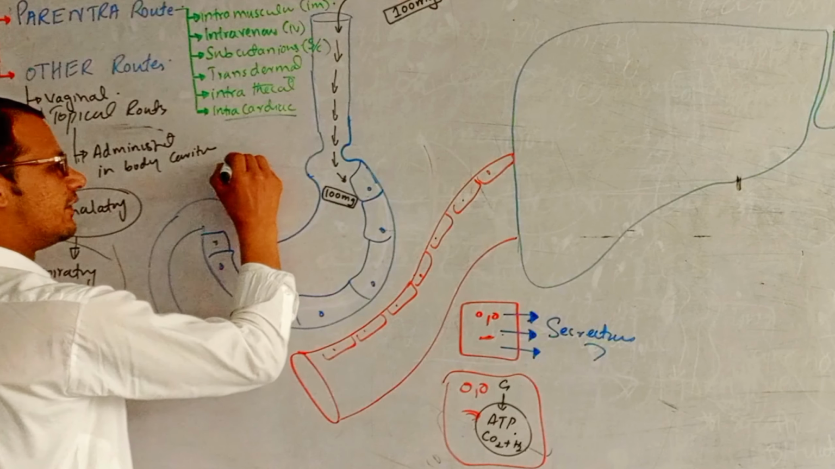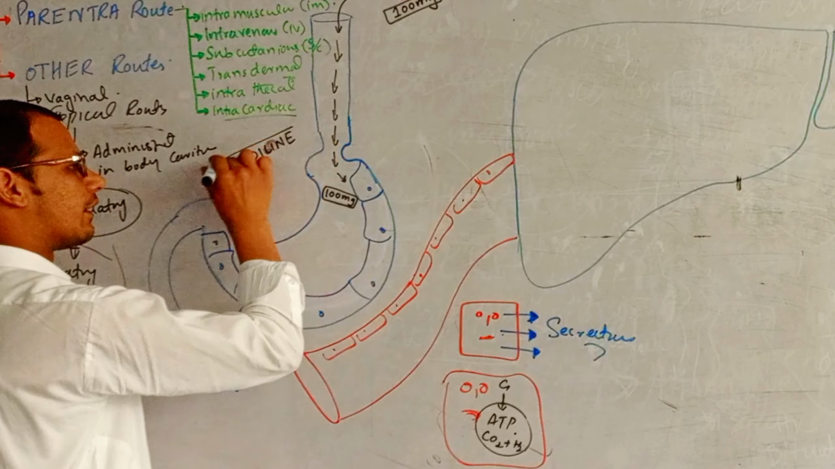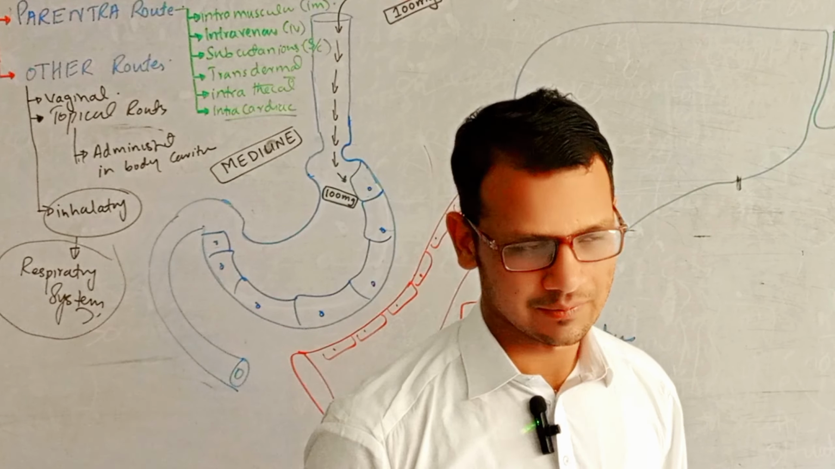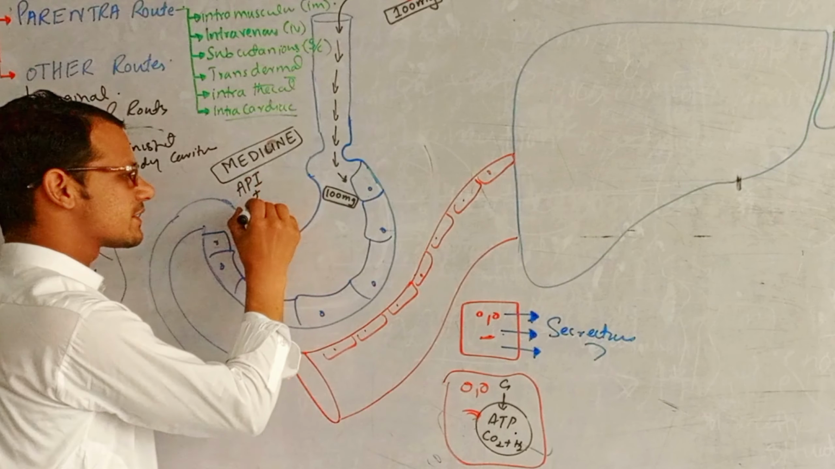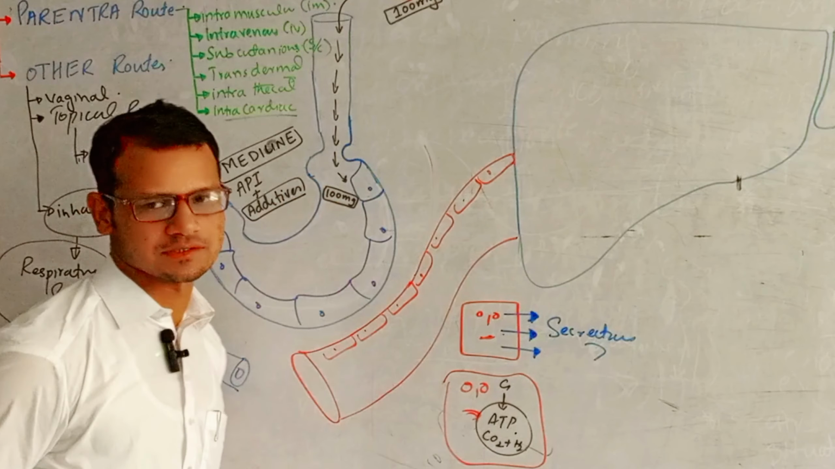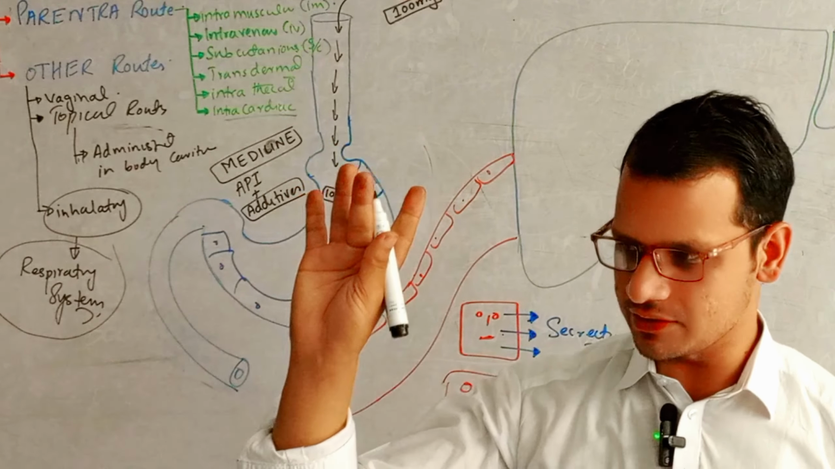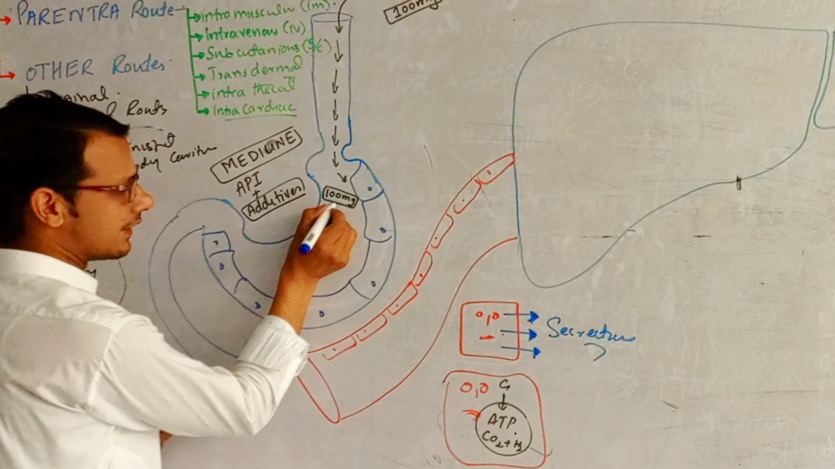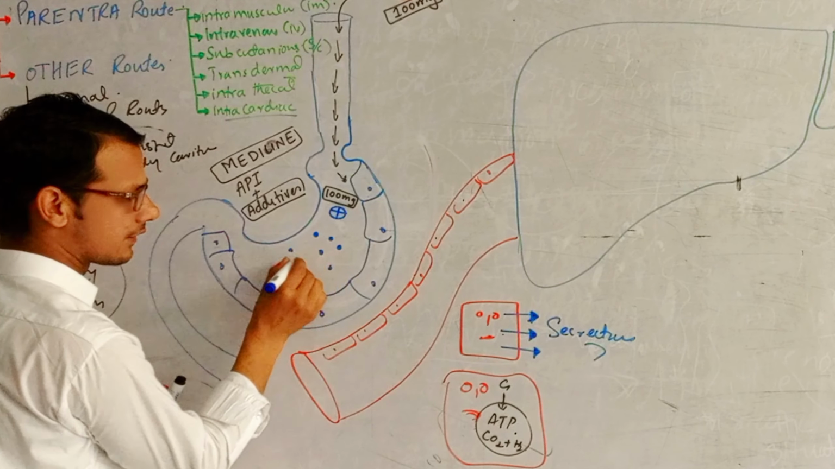For example, we have medicine, not drug. All the medicines are drugs, but not all the drugs are medicines. In medicine, we have two things: API plus additives. What are the additives? These are the masking agents, coloring agents, flavoring agents, bulking agents, lubricating agents, right? Sweetening agents, right? The 100 mg tablet breaks down into its additives and APIs.